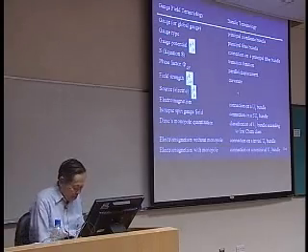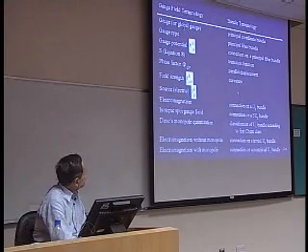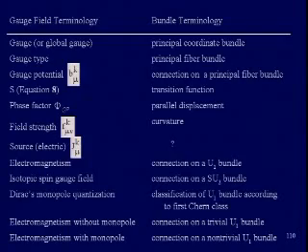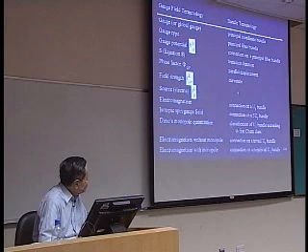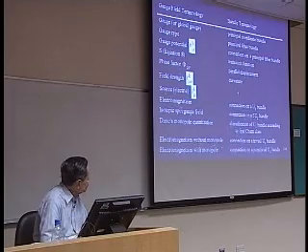On the left side of this paper is the gauge field terminology. On the right is fiber bundle terminology. They were exactly the same. What we call a gauge, they called the principal coordinate bundle. What we called, for example, phase factor, they called parallel displacement. The field strengths become curvature. Electromagnetism is connections of a U1 bundle. Dirac's monopole quantization becomes classification of a U1 bundle according to the first Chern class, etc., etc.